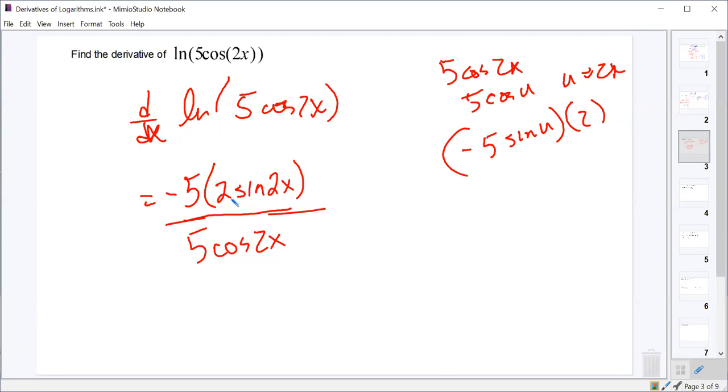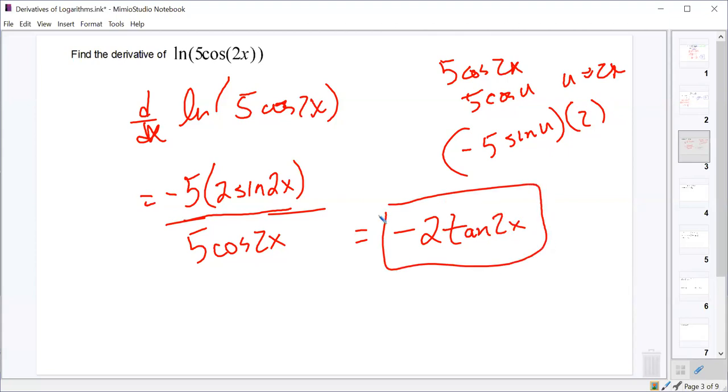Yeah. All right, and how can we simplify that? We can get rid of the 5s, right? And then we just end up with a -2 and sine 2x over cosine 2x is tangent 2x. So the derivative of the natural log of 5 cosine 2x is -2 tangent 2x. Good or no?